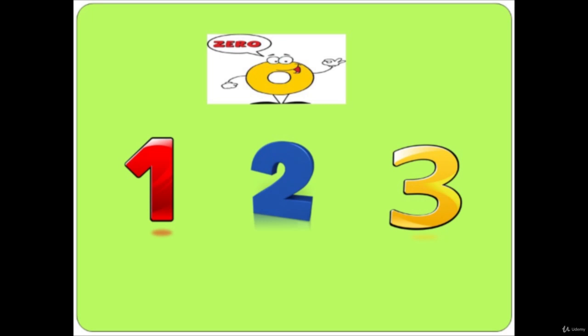Right, let's check. The zero is for automatic or habitual results. The first is probable, the second is possible, and the third is impossible.